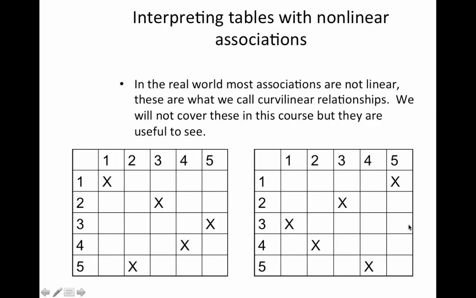In the real world, most associations are not necessarily linear. These are what we call curvilinear relationships. We're not going to cover these in this class, but it's good for you to know that they exist. With a curvilinear relationship, when you circle the highest, it might look like a boomerang, going either direction. There are ways statistically that we can handle these relationships and test them, but again, that's for another class for grad school.